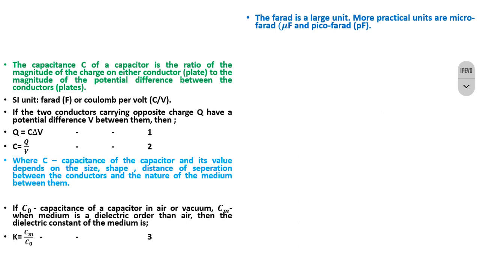I made mention that SI unit of capacitance of a capacitor is farad. Here we have it that the farad is a large unit. So most of the times you may come across the micro-farad or the pico-farad. The micro is written, let me use my highlighter.